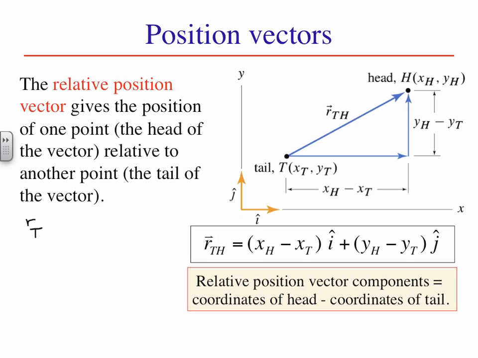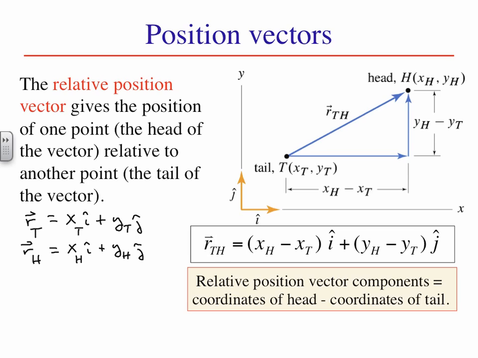of the tail equals the x-coordinate of the tail in i plus the y-coordinate of the tail in j, and position vector of the head is equal to the x position of the head in i plus the y position of the head in j.